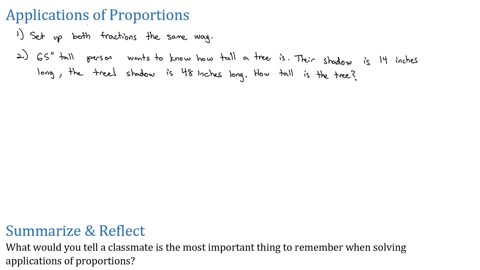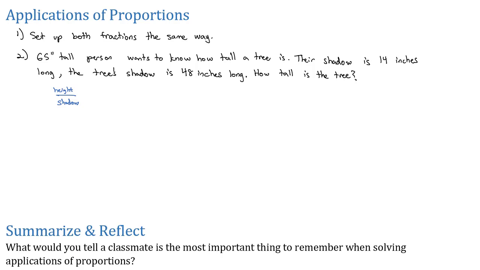The key here, though, is the setup, to make sure we set up the fractions the correct way. We're comparing two things. We're comparing the height of the thing and the shadow of the thing. So I could put the height over the shadow. I could have also done the shadow over the height. It doesn't matter which way I do it as long as I'm consistent.